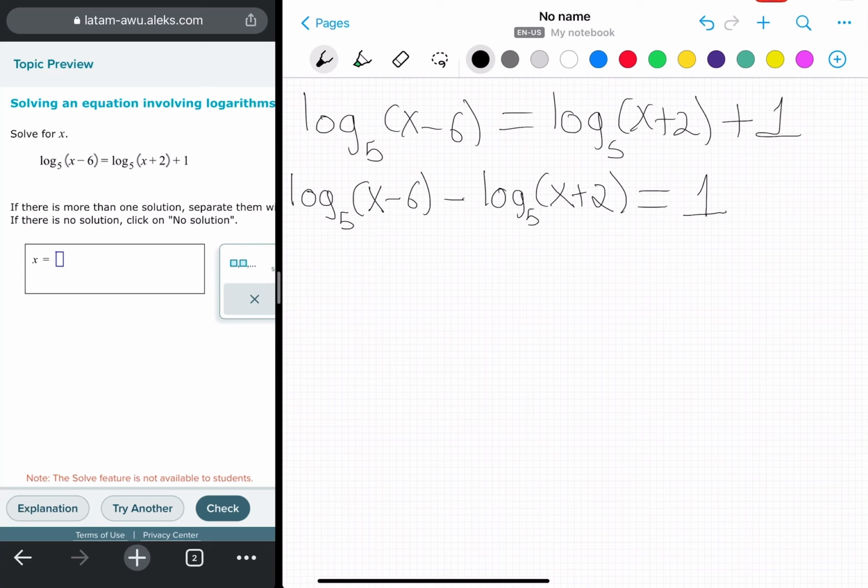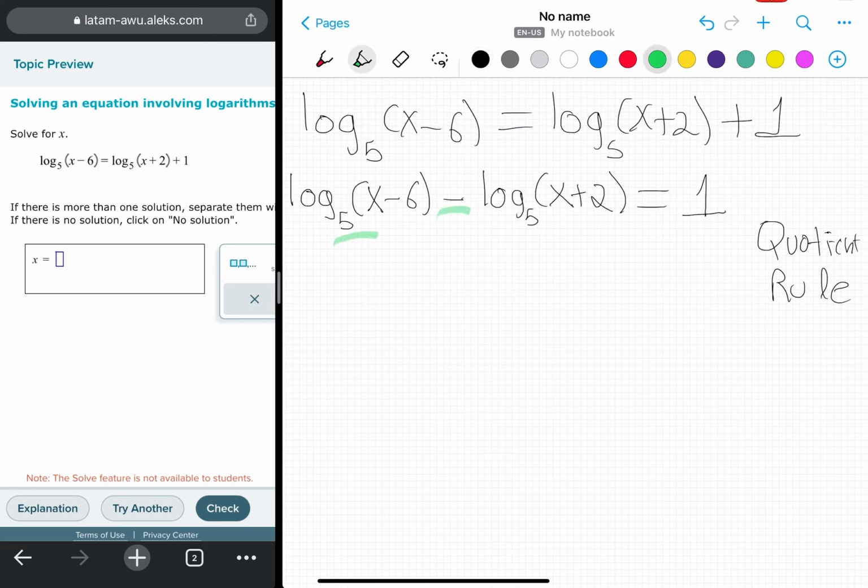Then when I have both logarithms on the same side, I can apply the rules of logarithms. In this case, I will apply the quotient rule because I have a subtraction of two logarithms in the same base. So I can do logarithm base 5 of x minus 6 over x plus 2. Okay, that equals 1. Now here I want to get rid of that logarithm 5.